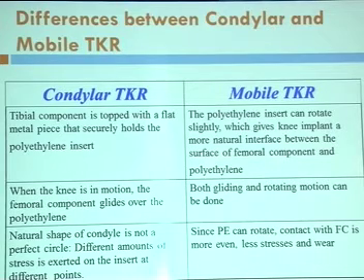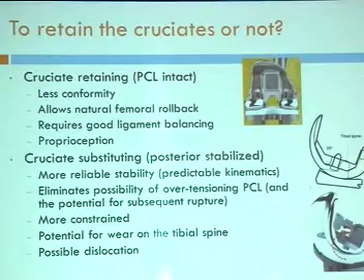So, differences between condylar and mobile TKR: the tibial component is topped with a flat metal piece in a condylar TKR. Here the insert can rotate. There is only gliding motion in a condylar TKR, but gliding and rotation both are present in a mobile TKR. Whether to retain the cruciates or not.